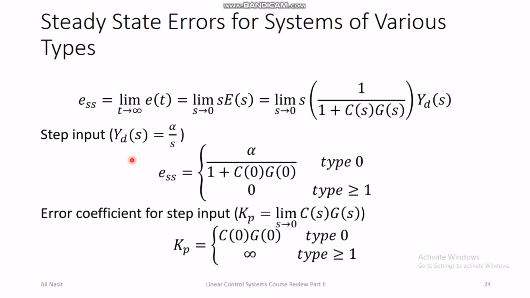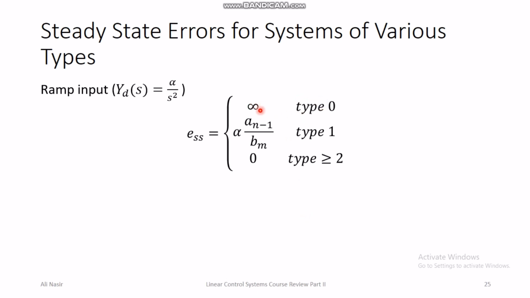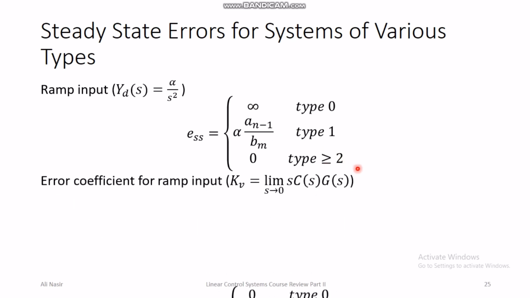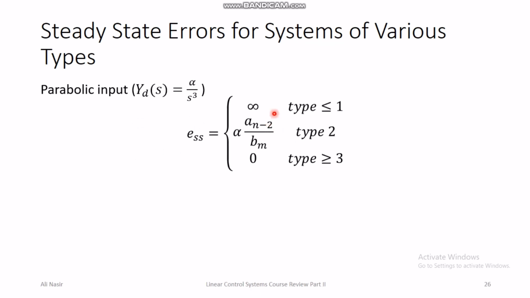For step input, a type 0 system will have finite steady state error, and type 1 and above systems will have 0 steady state error. Similarly, for ramp input, a type 0 system will have infinite steady state error, a type 1 system will have finite steady state error, and type 2 and above systems will have 0 steady state error. Similarly, for parabolic input, type 1 and type 0 systems will have infinite steady state error, a type 2 system will have finite steady state error, and a type 3 system will have 0 steady state error.